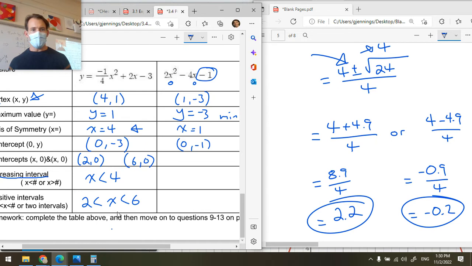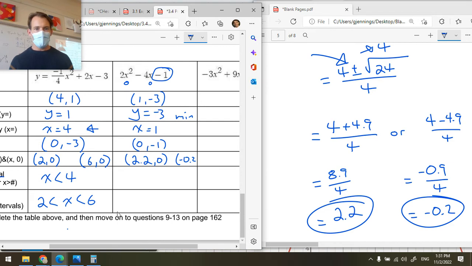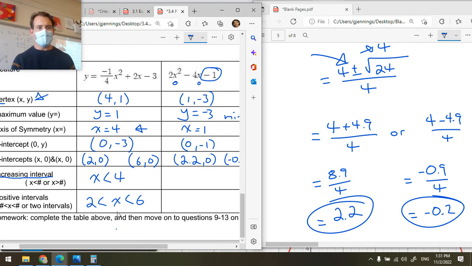So let's put those values into our chart. Our first x-intercept was 2.2, 0, and our next x-intercept was negative 0.2, 0. Kind of ran out of space there. Anyhow, there's our x-intercepts.